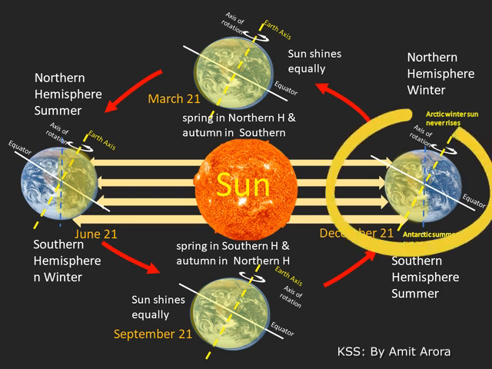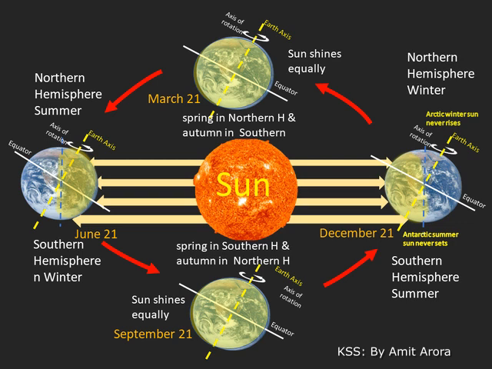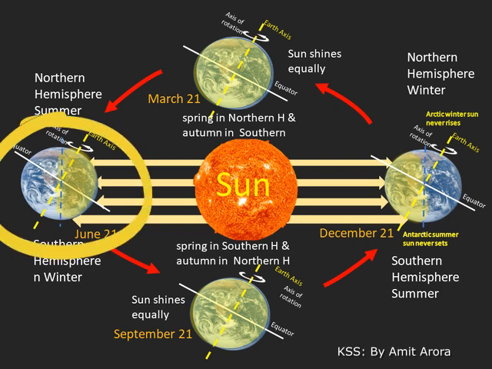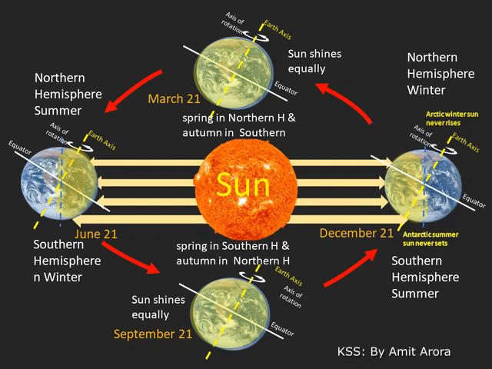In December, due to this earth tilt, it is summer in the southern hemisphere, and in Antarctic near the South Pole the sun never sets, and at Arctic near the North Pole the sun never rises. In June exactly the opposite happens. There is summer in the northern hemisphere and winter in the southern hemisphere.